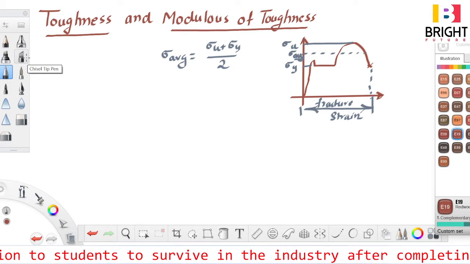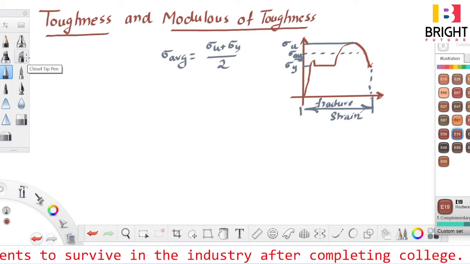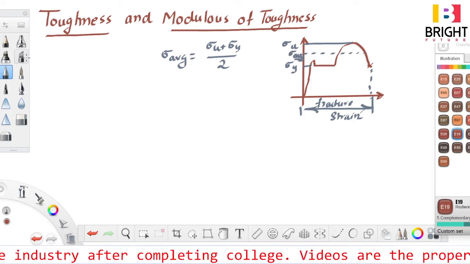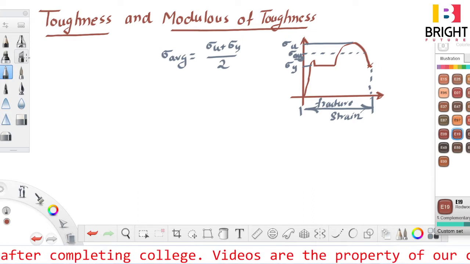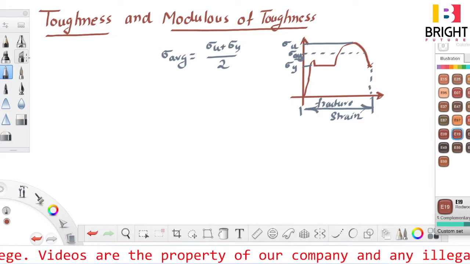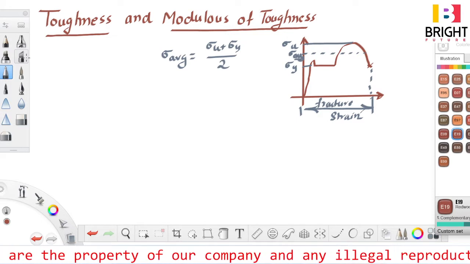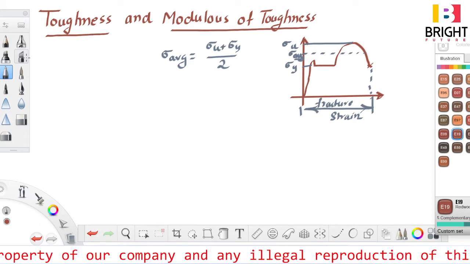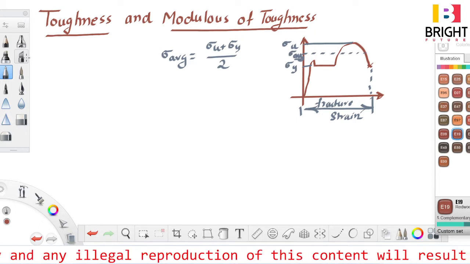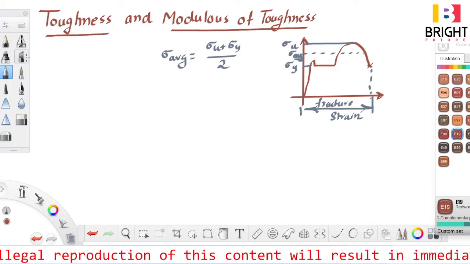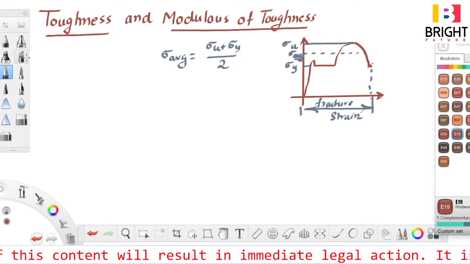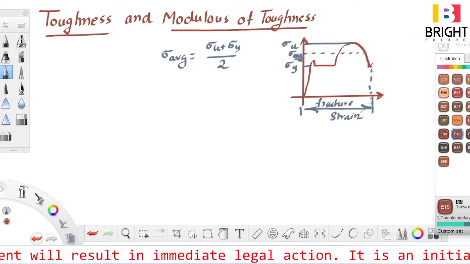In this video we will understand the concept of toughness and modulus of toughness. When we say resilience, it is up to the limit of proportionality, that is up to the yield point, the energy stored within the elastic limit. And when we talk about toughness, it is the energy stored up to the fracture point. In this particular diagram, this is the fracture strain.